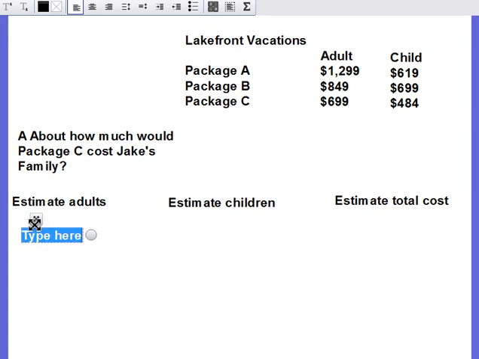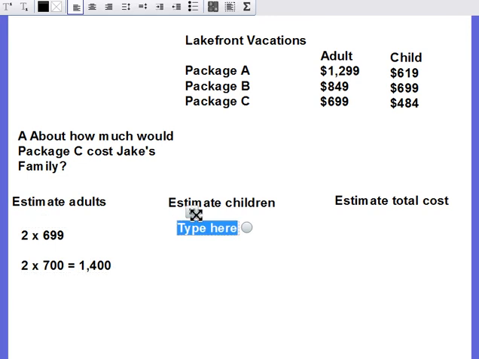So I'm going to come down here, and yours might look different than mine, but just try to bear with me and fill in what you can. 2 times 699. Okay, so we're going to estimate that, and we're going to round 699 to 700. Okay, 2 times 7 is 14, and then add my 2 zeros. Okay, so this would be 1,400 for an estimate.